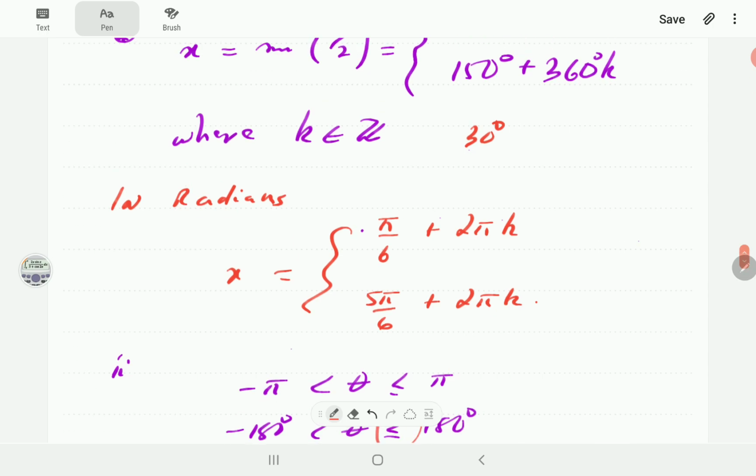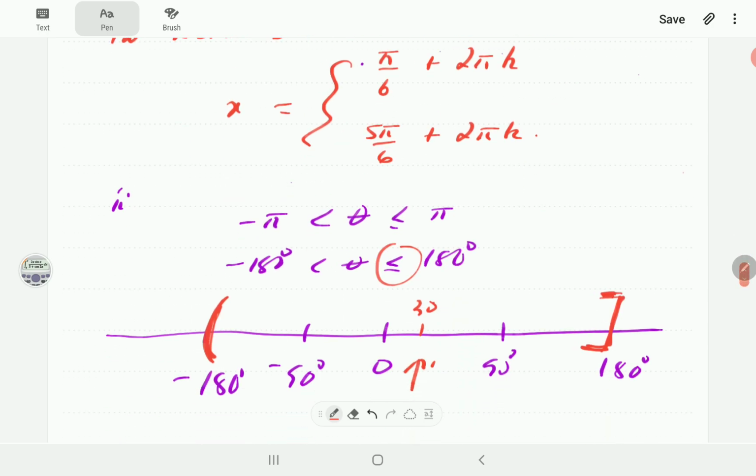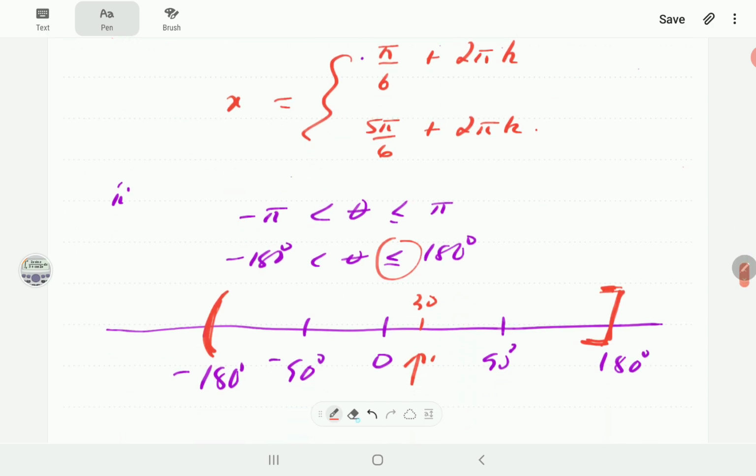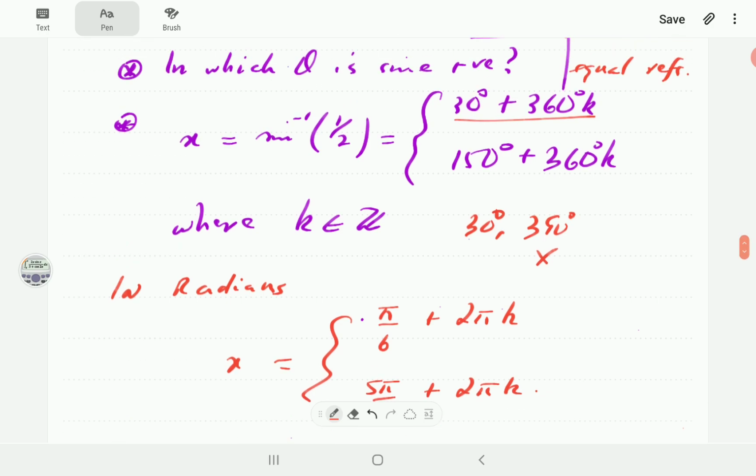And then the next thing I want to do is we're going to take k is 1. That gives us 30 plus 360, which is 390 degrees. Question is 390 in this interval? And the answer is no. This is 180, so 390 is this side. So this is not part of that one. So that means we don't have to wind this to the right anymore. So we wind it down to the left.